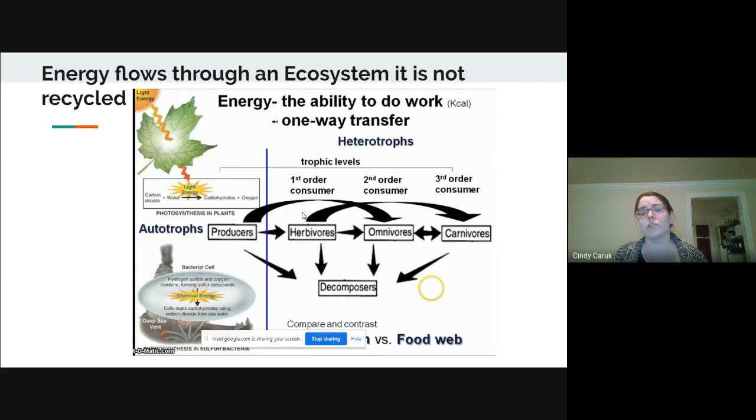So then that energy goes to your first order consumers, which are your herbivores. Then you have your second order consumers, usually your omnivores, and your third order consumers, your carnivores. All along the way, heat is being lost, right? So it's not getting as much energy. What's often not included in some food webs is the decomposers or your detritivores, because they eat at every level. Okay, and those can be your fungi and your bacteria.